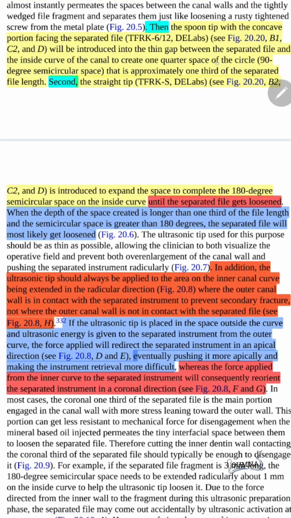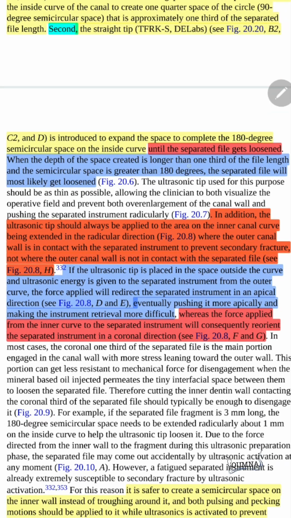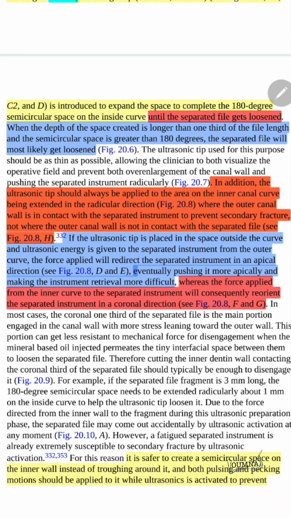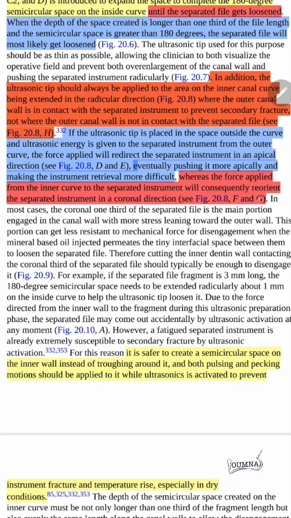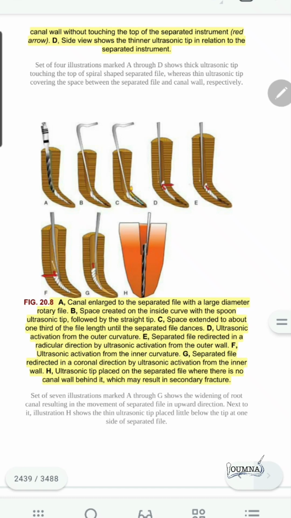First of all with the spoon tip, then with the straight one. Then we will feel that the separated file gets loosened. In some cases, if the file is not too long and we made enough space around it, it will most of the time get loosened and will get by itself out of the canal. An illustration that shows the steps of retrieving the file that we are seeing.